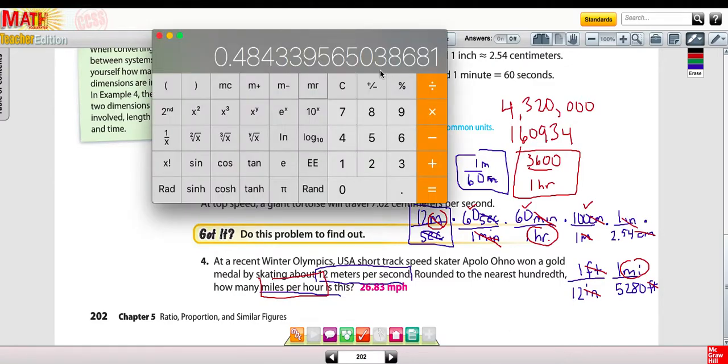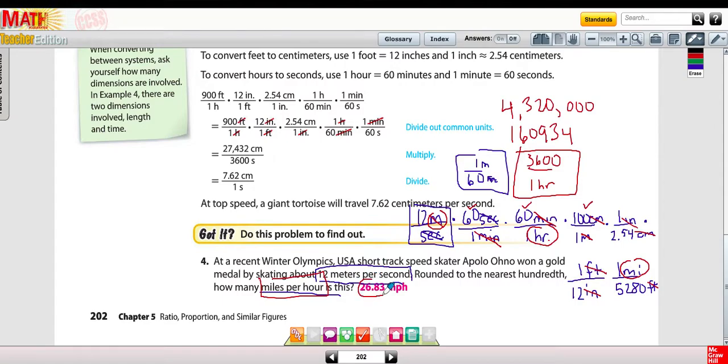And that's an approximation. I already forgot the decimal place, but let's go ahead and continue. 4,320,000 divided by 160934, and we get 26.84. So 26.83 is the final answer there.